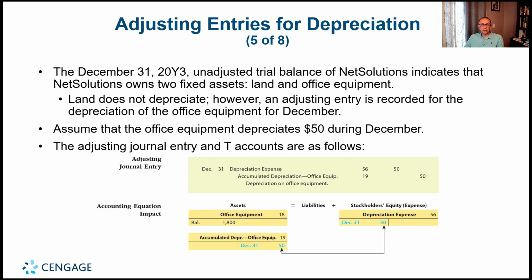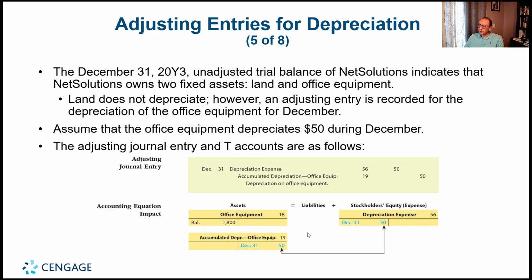So the adjusting journal entry on the T accounts would be as follows. We're going to debit depreciation expense and we're going to credit accumulated depreciation for office equipment. This is one of the journal entries that would never change. It's always going to be presented in that way. We debit depreciation expense and then we credit accumulated depreciation for whatever asset we are depreciating. In this case, it's office equipment. So you can see here, we have December 31st, which indicates an adjusting entry. Depreciation expense is an expense account, an income statement account. Accumulated depreciation is a contra asset account that belongs to the balance sheet, $50 each.